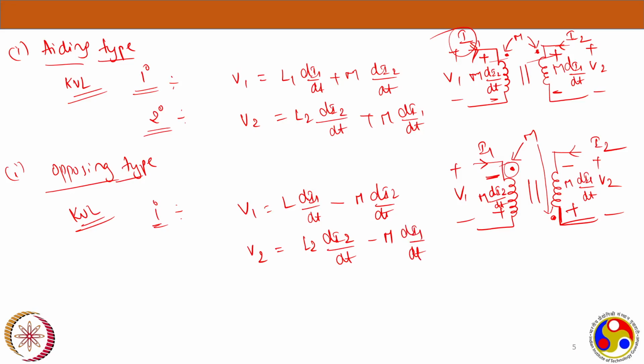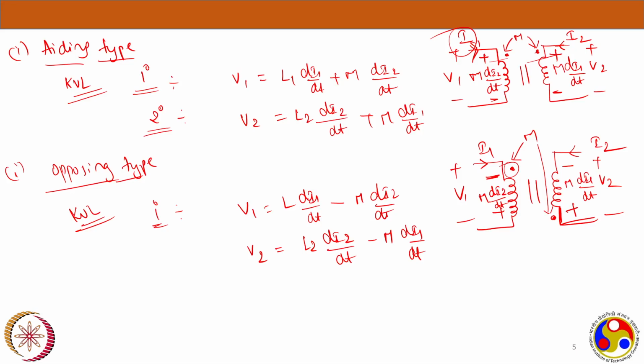I hope this is very clear to all how the coupling works. Yesterday we were confused: even if they're electrically connected, should we take the dot polarity here or there? What will be the polarity? I hope now there will be even more clarity for you, whether it's electrically connected or magnetically coupled.